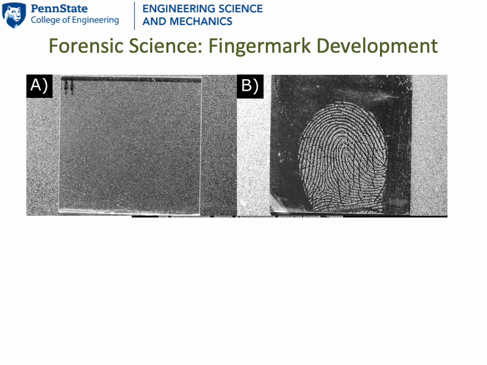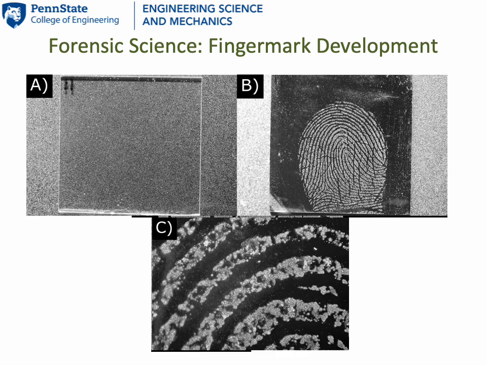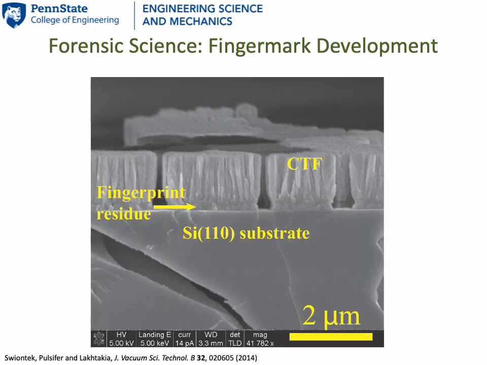Another extension was to develop latent finger marks. Finger marks on transparent glass are not always easy to see, but when a columnar thin film is deposited of the right material, the finger mark is developed and it can be seen. You can see the ridges and you can even see pores inside the ridges. This scanning electron microscope image shows the columnar thin film that grew on top of the finger mark residue.